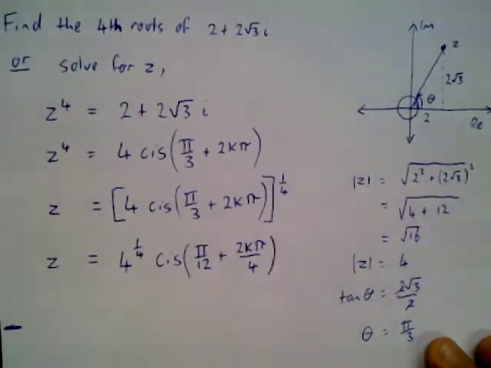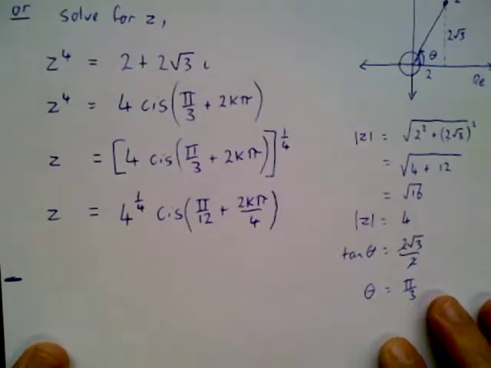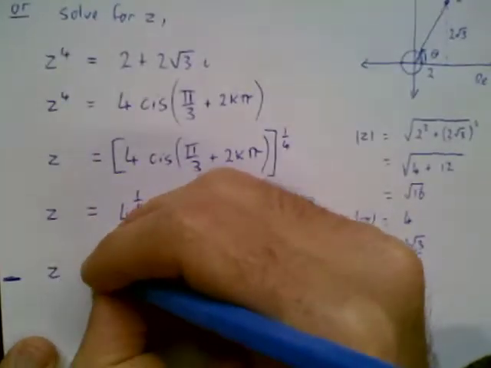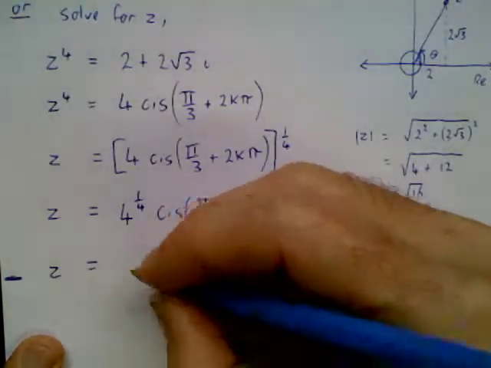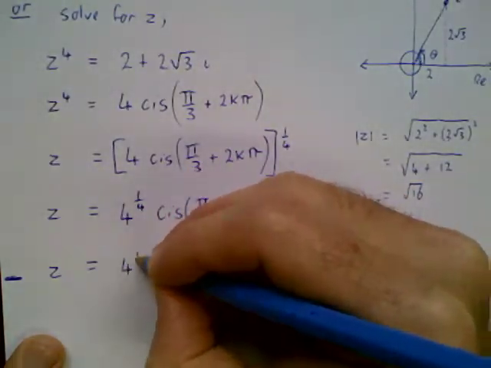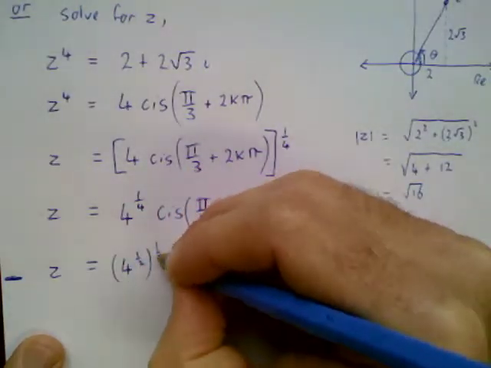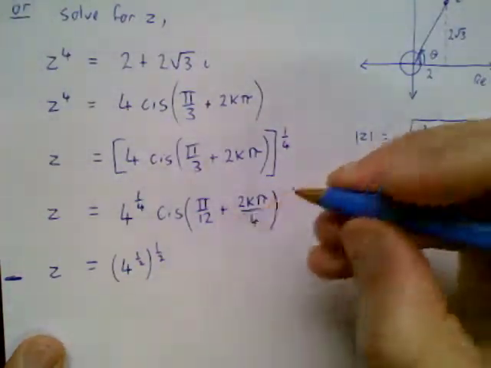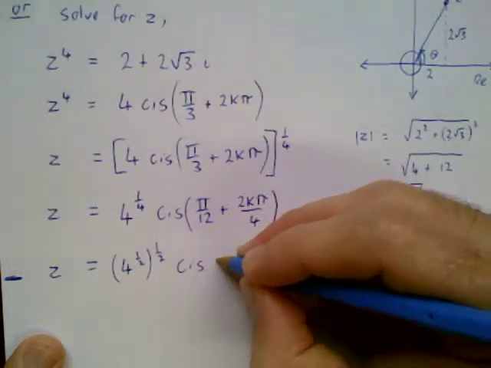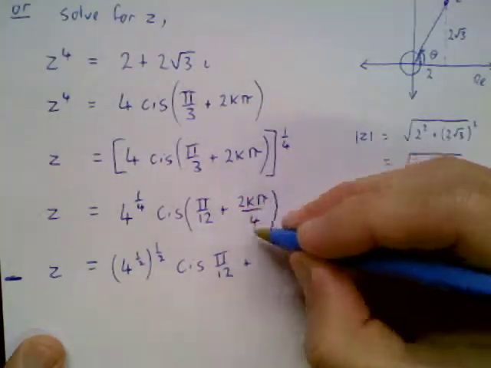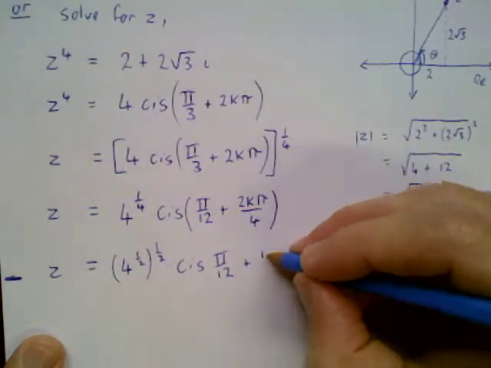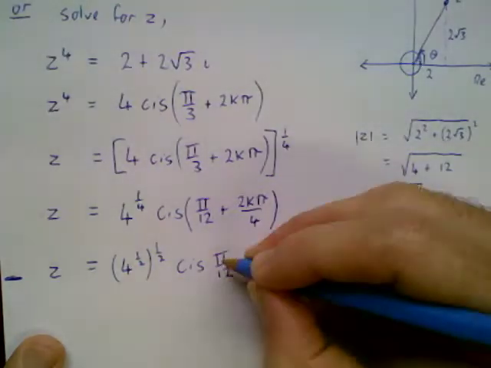Okay, so from there, let's go ahead and work this out. Now we've got a bit of work to do with our 4 to the quarter. We can think of that as 4 to the half raised to the power of a half. And then here, we'll just leave that as cis pi on 12 plus, let's simplify the 2 and the 4 there, we'll get k pi on 2.